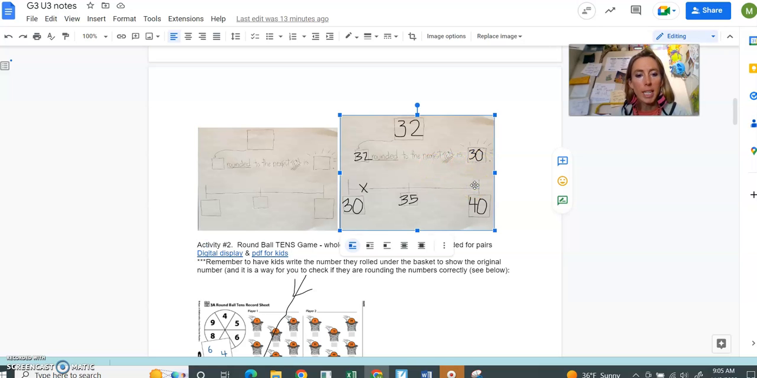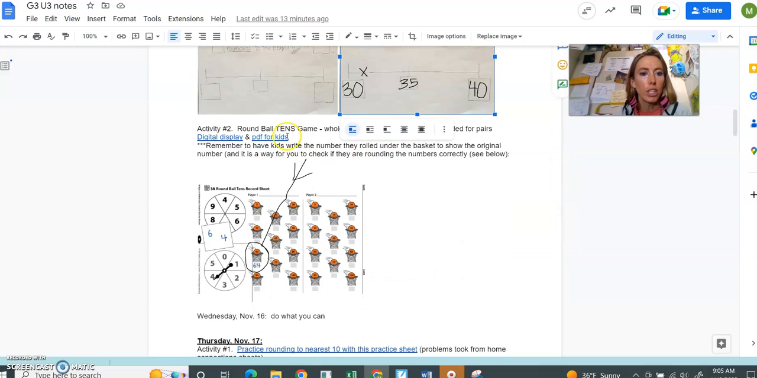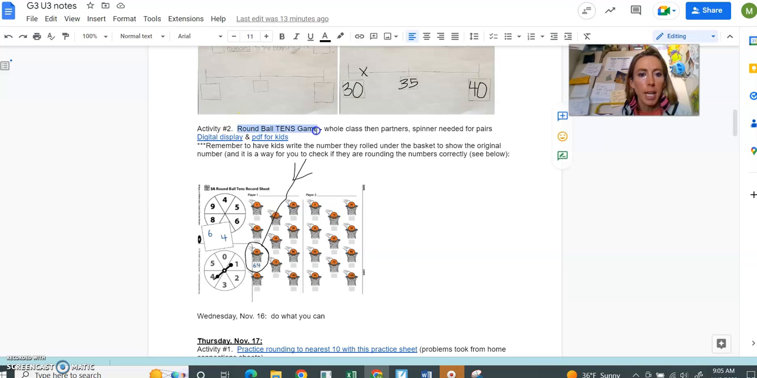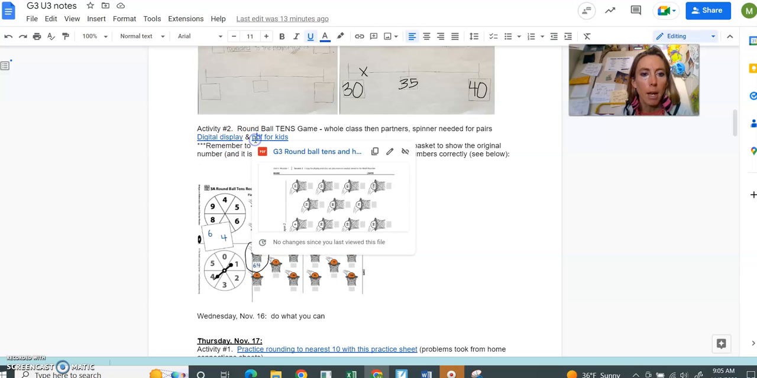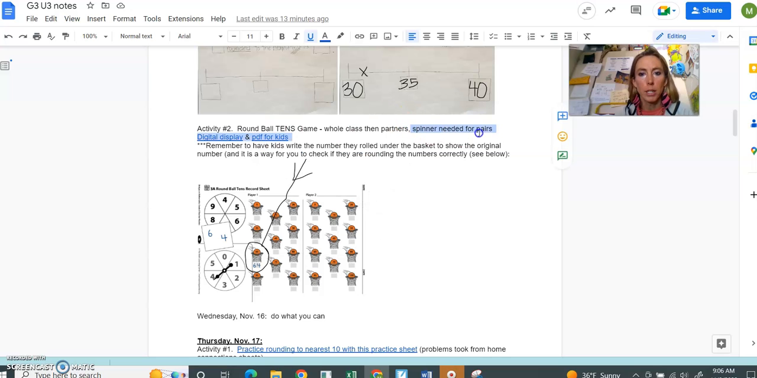And you can have a few kids say that. So just practice and practice and practice. Then activity 2 is a game. It's a fun one that kids like, called Round Ball Tens. Here's a digital display you can use to be able to show it, and then a PDF for the kids to have them print and play in partners. They are going to need a spinner. So you can go ahead and read about that.